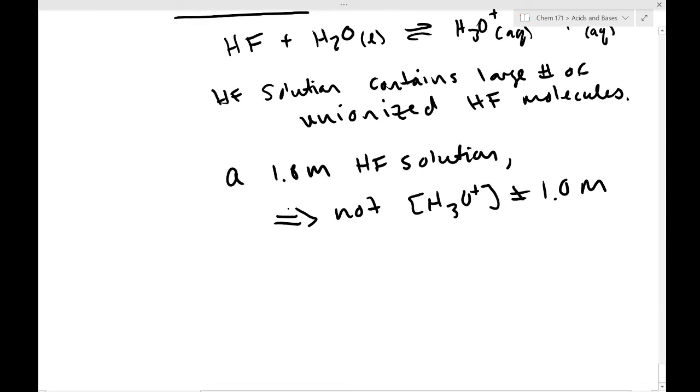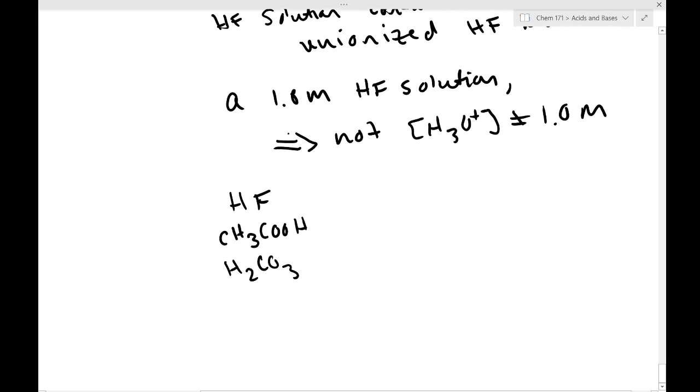Other examples of weak acids, of course, we have hydrofluoric acid, we have acetic acid. Acetic acid is a weak acid, CH3COOH. Carbonic acid is a weak acid. Phosphoric acid.